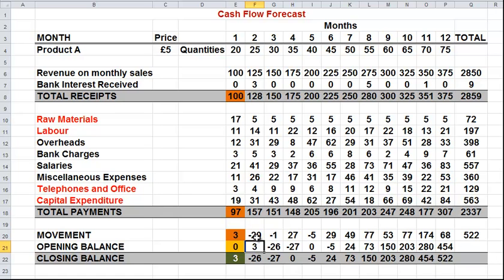We add that to our balance for the month, which is 128 there, that's what we received, less our outgoings, 157, which puts us 29 down on the month, but we had the 3 carried forward, leaving us 26. And we do that all the way across to generate this row of figures here, which is our opening balance figures.